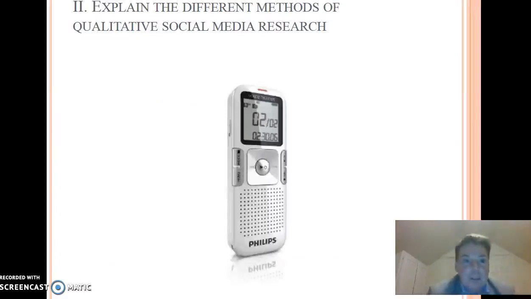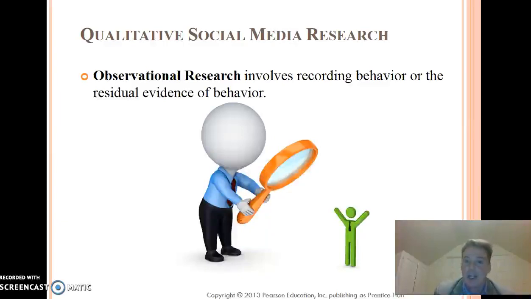So if we think about qualitative research in social media, we're talking more about describing things using words, whereas quantitative is about numbers. Qualitative is very descriptive. It gives us very rich descriptions of what happens, but it tends to be quite difficult to generalize. It doesn't give us neat cause and effect relationships that we can apply to other situations.